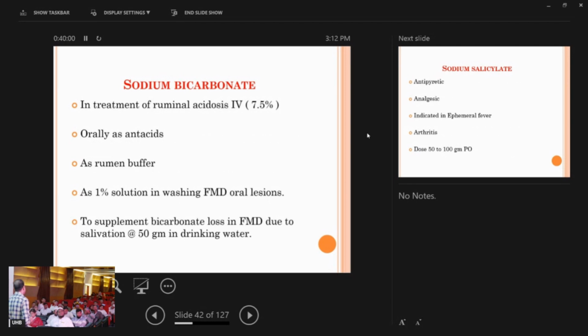Then sodium bicarbonate. Everyone will be commonly using this in case of ruminal acidosis. In the treatment of ruminal acidosis, 7.5% is used orally as antacid and rumen buffer, and a 1% solution in the washing of FMD oral lesions. For example, in FMD you can mix sodium bicarbonate in water and wash the oral lesions. Also to supplement the bicarbonate loss in FMD due to salivation. With salivation, there will be bicarbonate loss. So to counteract the bicarbonate loss, you can supplement sodium bicarbonate orally, 50 gram, so that you can effectively correct the bicarbonate loss.